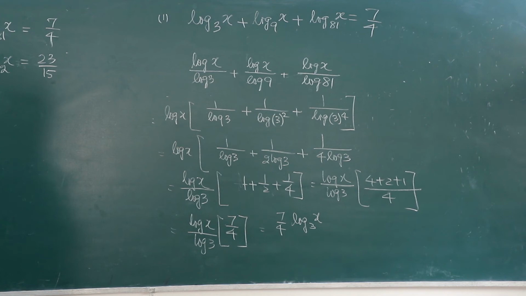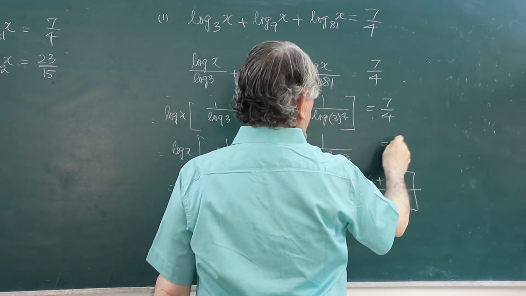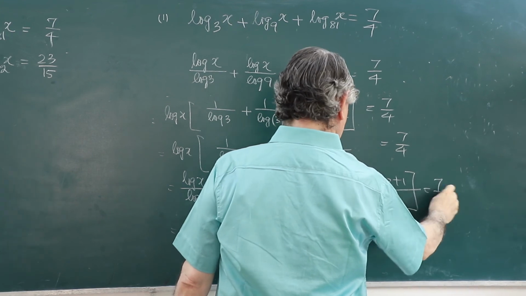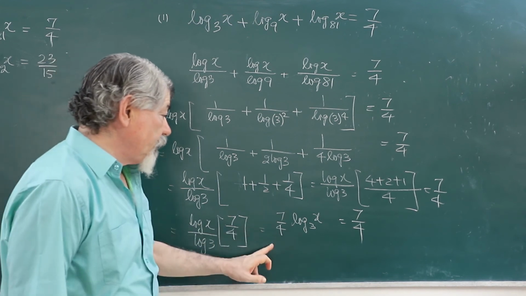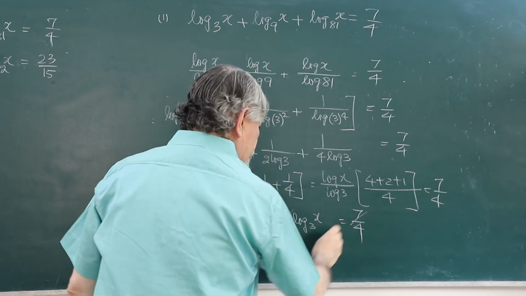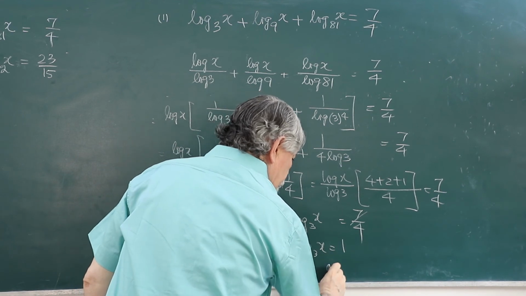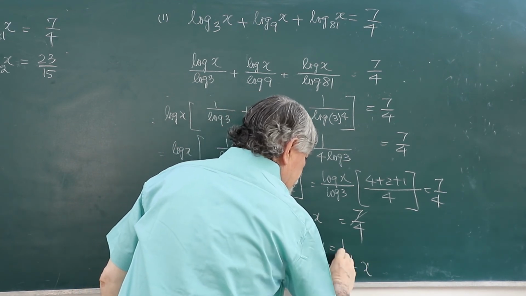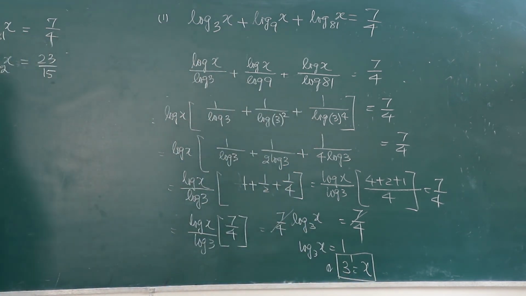He wants you to calculate x. So it is not equal to 7 upon 4. You have to find the value of x. So 7 upon 4 log x to the base 3 is equal to 7 upon 4. The 7 upon 4 will cancel from both the sides. Log x to the base 3 is equal to 1, or 3 to the power 1 will be equal to x. So the value of x is 3. You don't have to prove it equal to 7 upon 4. You had to solve for x.